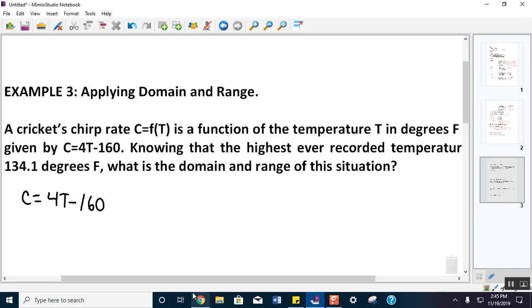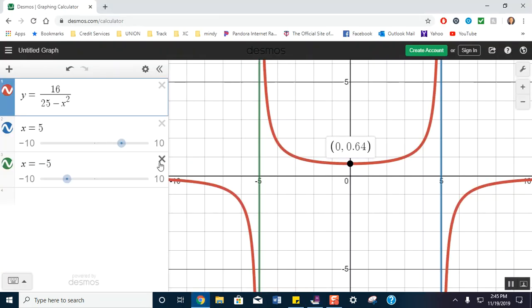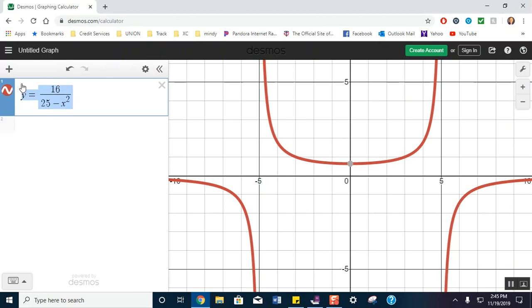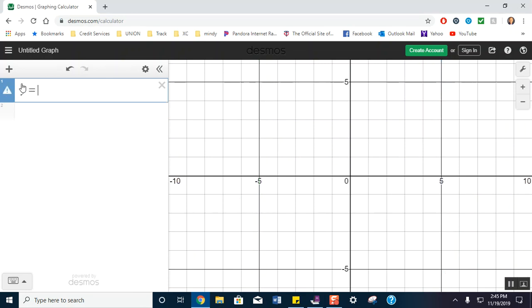Okay. I'm just going to throw this up here for a second. I'm going to jump into decimals. First of all, 4T minus 160. What kind of graph is that going to be? Directly proportional. It is. But it's also going to be linear, right? Isn't that kind of like in slope-intercept form?